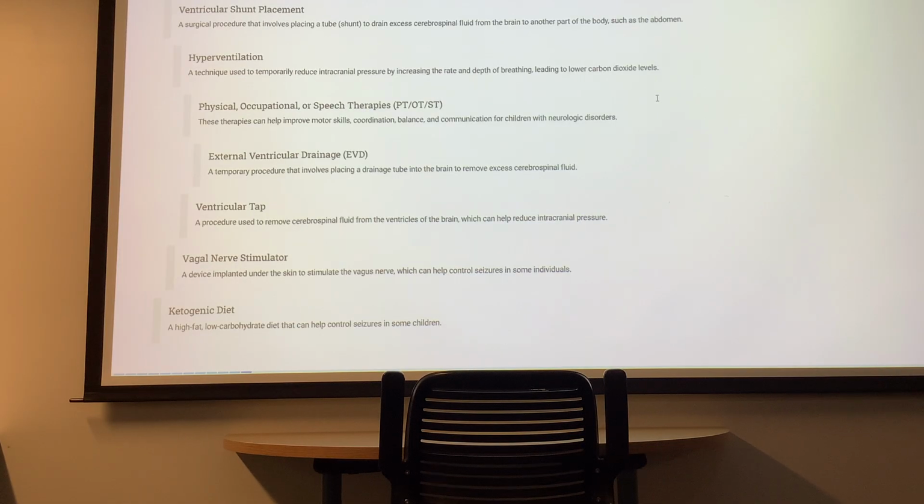You might see that we've got some PT, OT, ST, right? So physical therapy, occupational therapy, speech therapy. Again, depending on what these disorders are doing to the body, what interventions are we looking at that are going to help them? Okay. They might need a vagal nerve stimulator. Has anyone seen or heard of a vagal nerve stimulator? Want to talk about it?